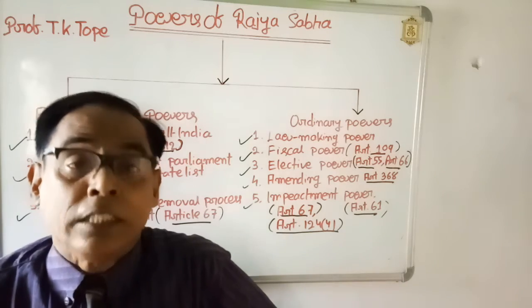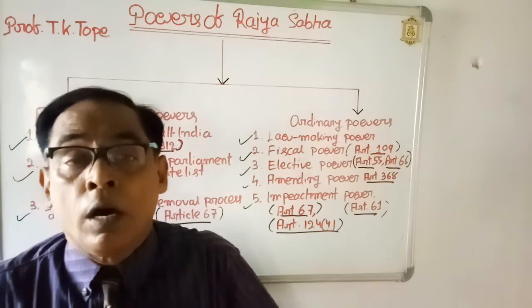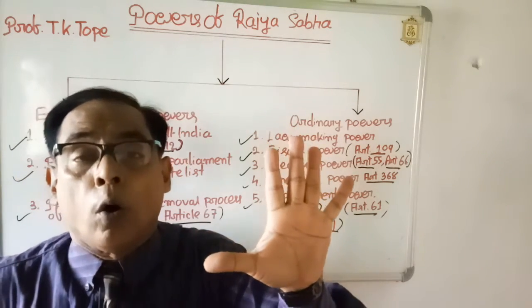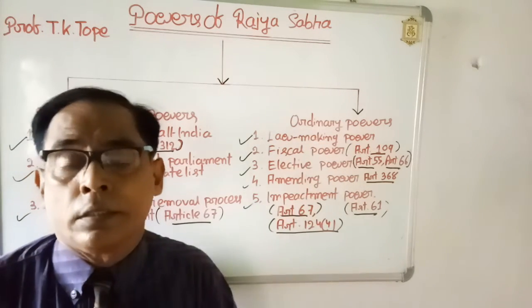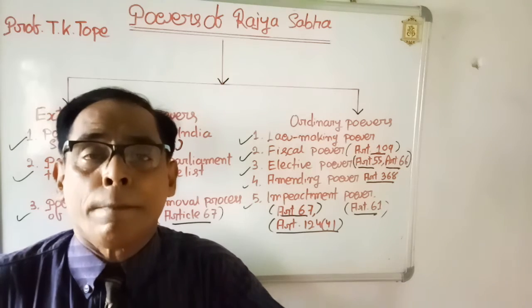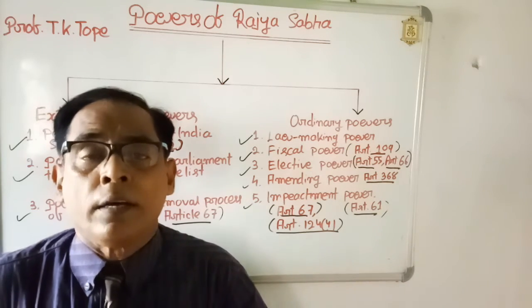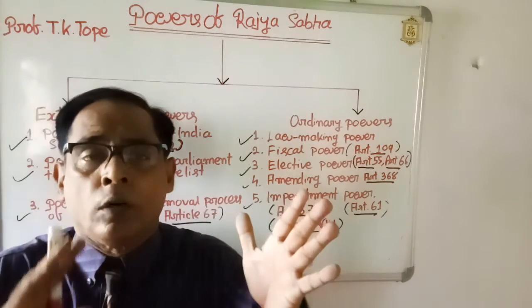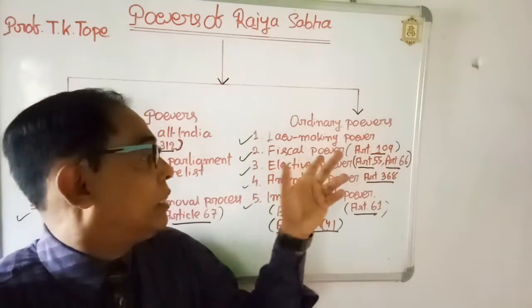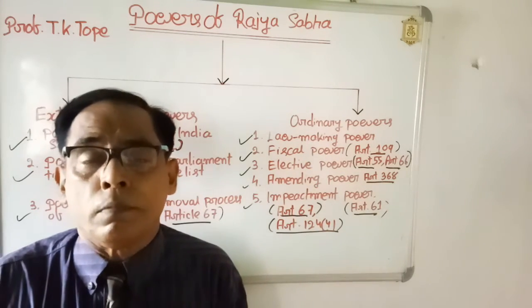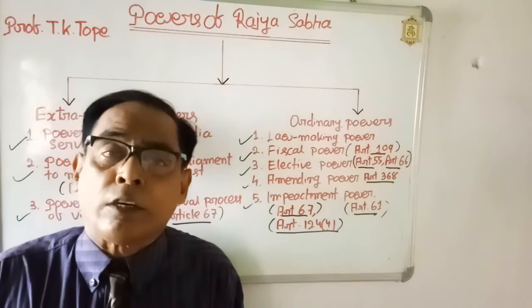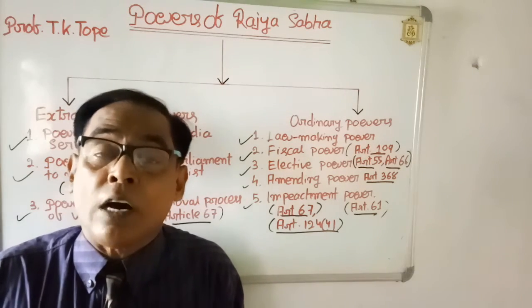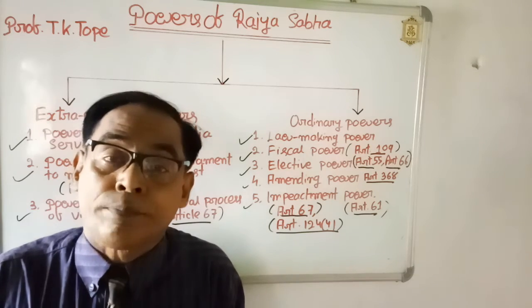So, Rajya Sabha has mainly 5 ordinary powers. Number 1, it has law-making power, and in the field of law-making, it has equal power with Lok Sabha. Then in the monetary field, it has minimum power, because the money bill has to be introduced in the Lok Sabha, and Rajya Sabha can only delay it for 15 days.